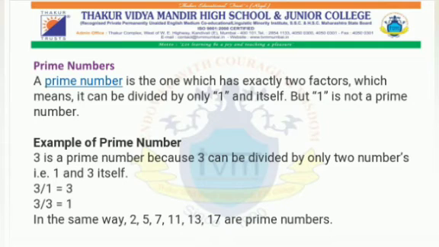As an example of a prime number, 3 is a prime number because 3 can be divided only by two numbers, that is 1 and 3 itself. In the same way, we have prime numbers like 2, 5, 7, 11, 13, 17 and so on.